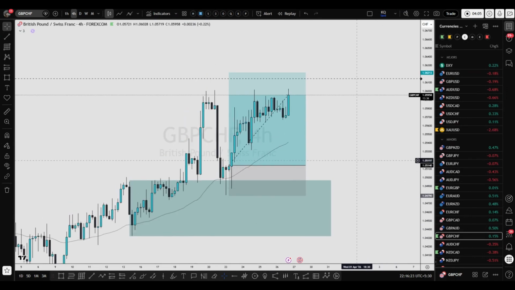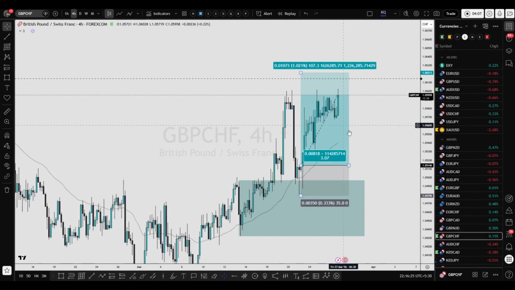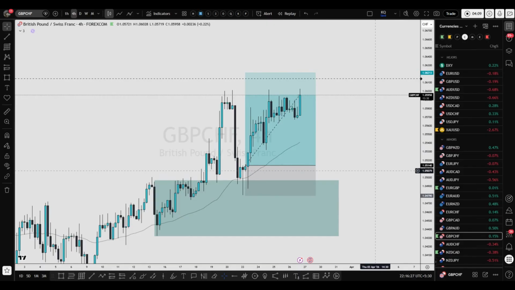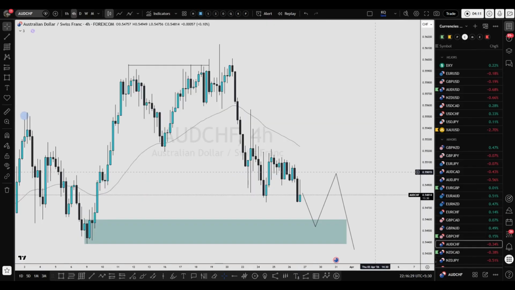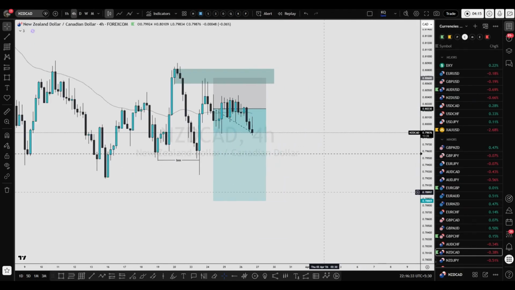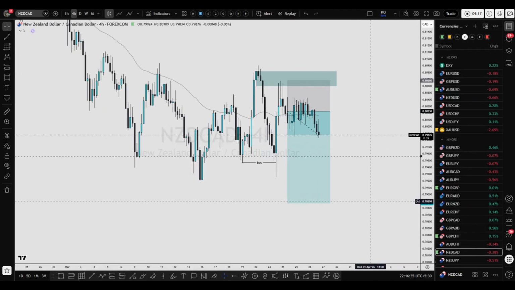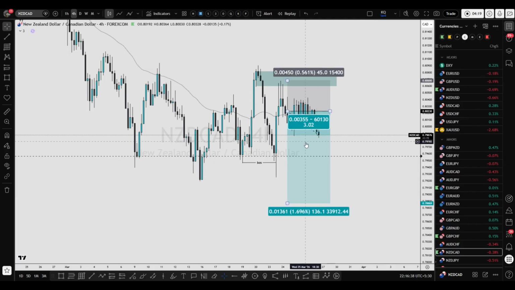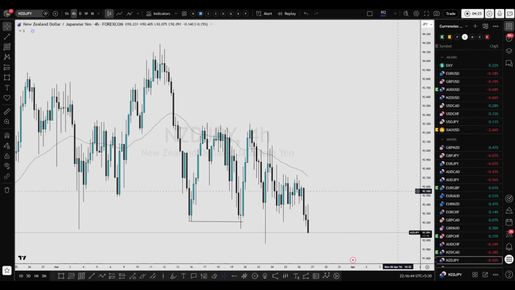GBP CHF, I'm holding this position towards the take profit. I have my stops at break even. AUD CHF, we are going low. And I'm in this short in NZD CAD. Let's see how it unfolds. I'm gonna trail my stop to break even if price manages to reach this level.